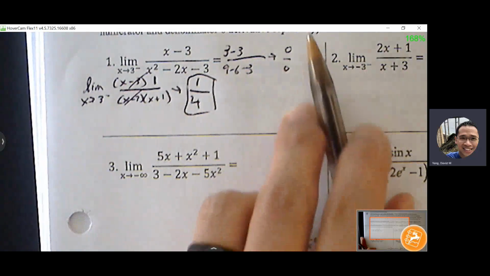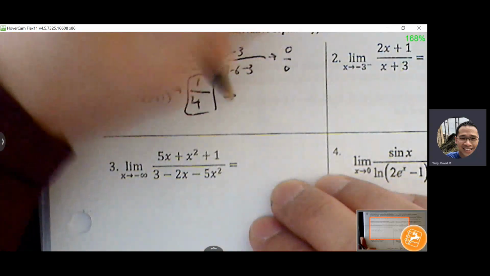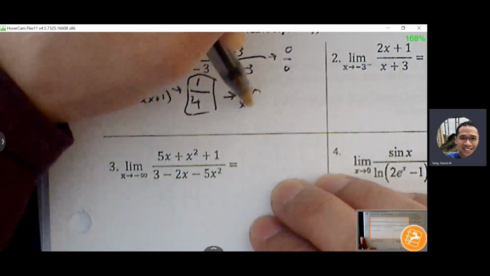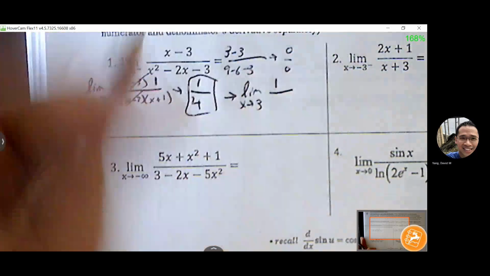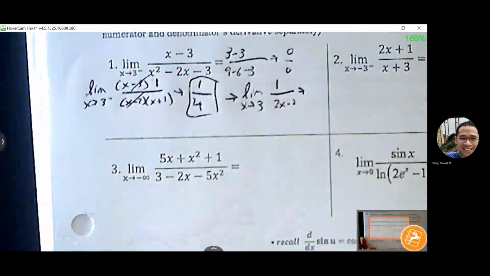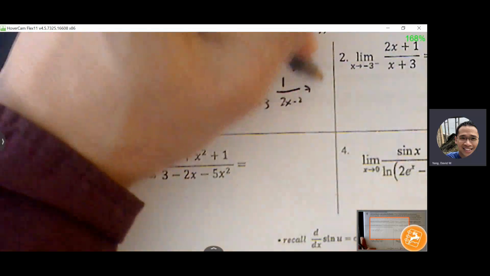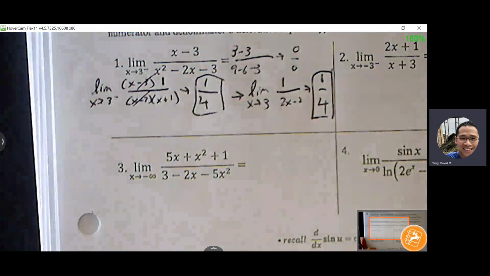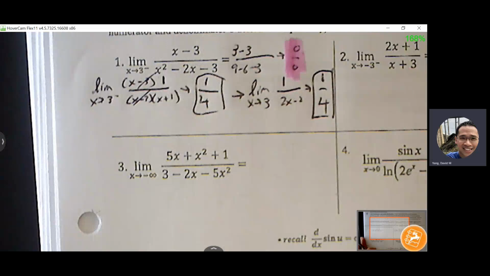But we got 0 over 0, so what's another option for us to work through this problem? L'Hopital's rule. You can do L'Hopital's rule here if you wanted to. Limit as x approaches 3. What's the derivative of the numerator? 1. What's the derivative of the denominator? It's 2x minus 2. Plug 3 in. I get 6 minus 2, which is 4, 1 fourth, I get the same answer. So I think a lot of students prefer L'Hopital's rule, but just be aware that you can't just jump to L'Hopital's rule before first confirming that you get a 0 over 0. We don't want to just jump into L'Hopital's rule without first confirming, because if we do, then we may be missing out on the real answer simply by plugging in.